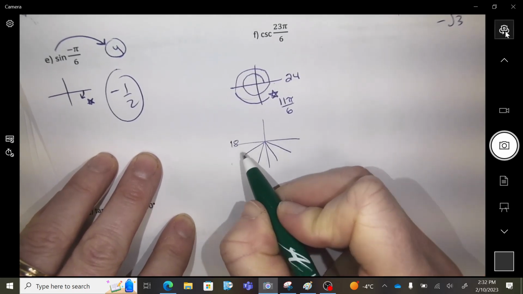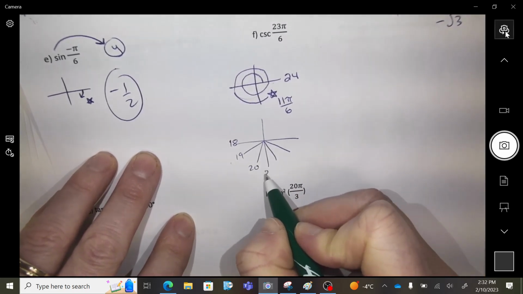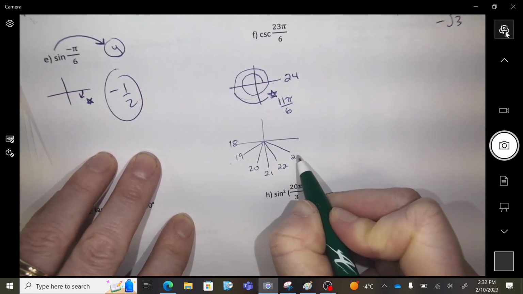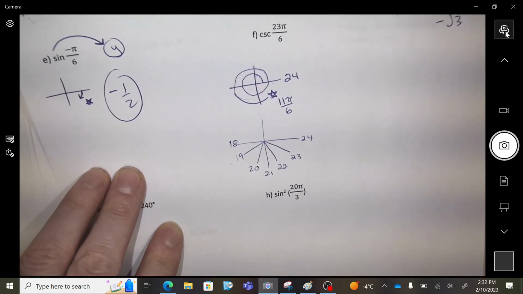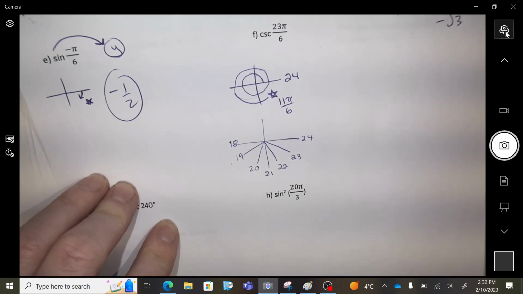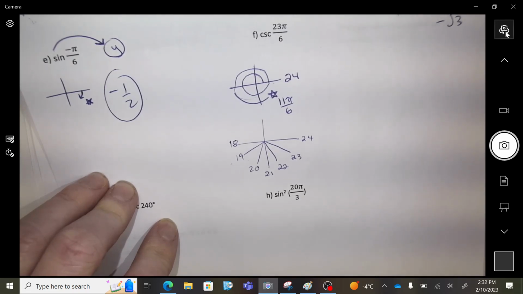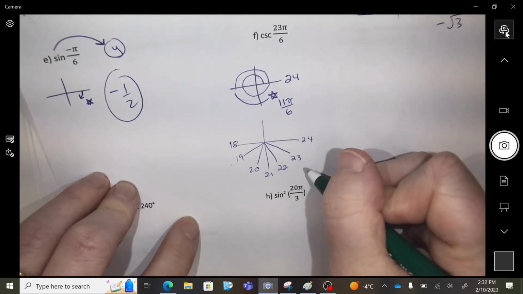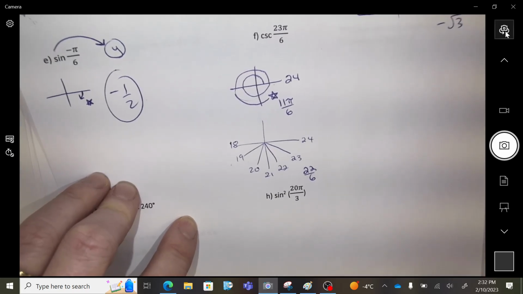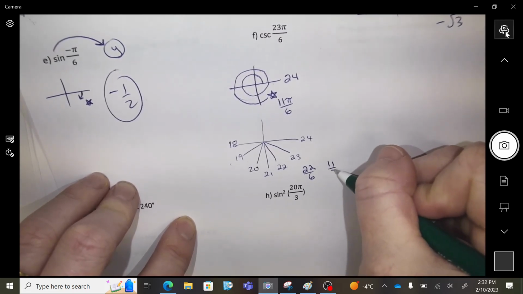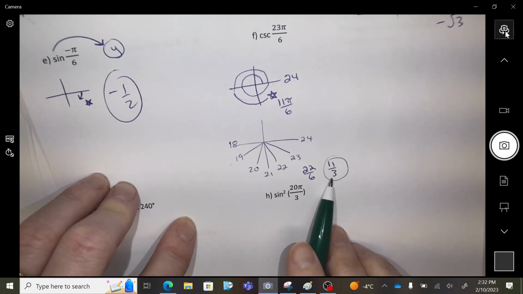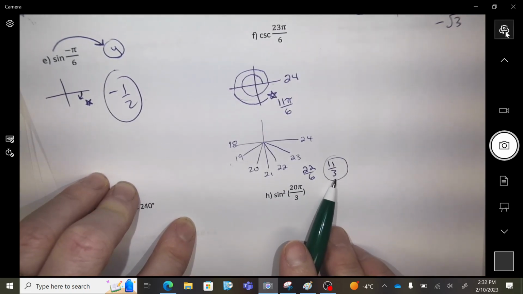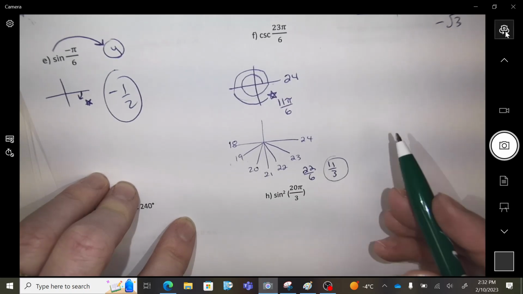So if this was 18, 19, 20, 21, 22, 23, 24, it might not have the same 6 on the bottom. Though, I wouldn't do that to you. Because then you just told me 22 over 6, right? I would write that as 11 over 3 if I had written it, because I would have written it as a reduced number. Then you would have just gone to the 5 pi over 3 line there.